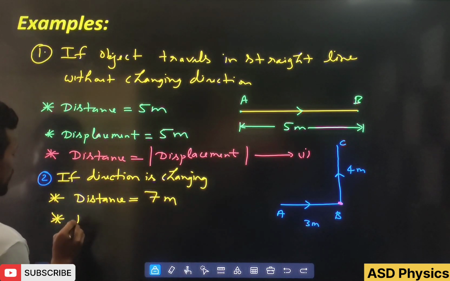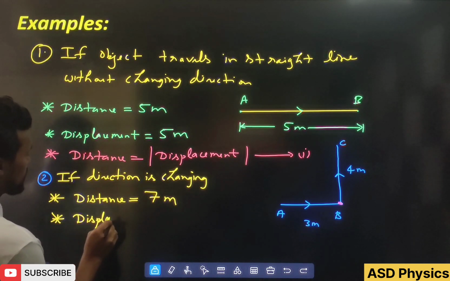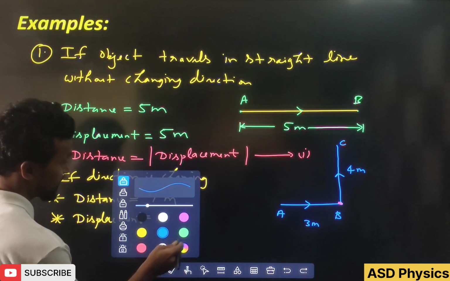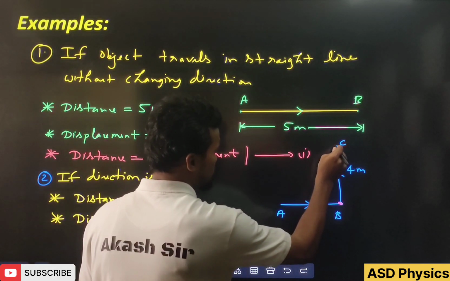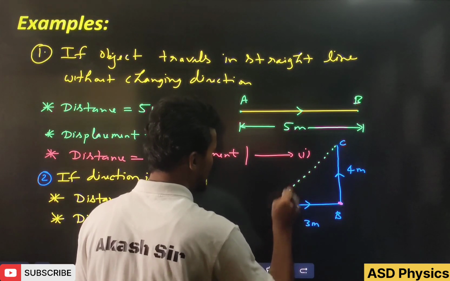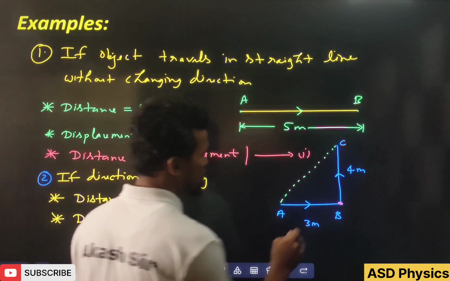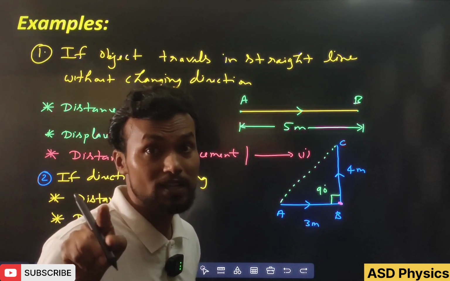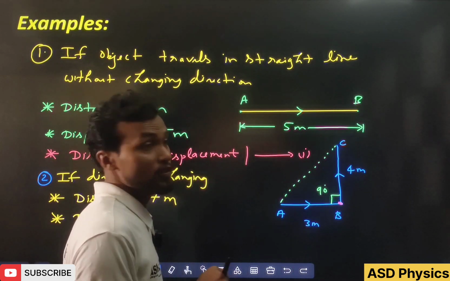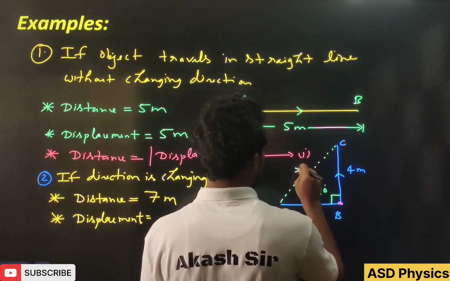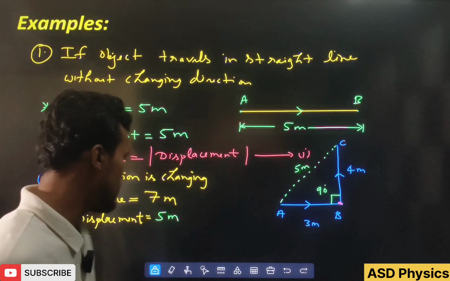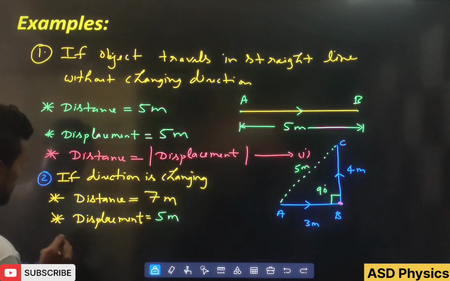And after that, if I talk about the displacement, students, the displacement is given by the shortest distance. So I can draw this dotted line here. From the Pythagoras theorem, you know very well, this is 90 degrees. So if you apply the Pythagoras theorem, square root of 3 square plus 4 square, that means base square plus perpendicular square, square root of 25. So what will come here? 5 meter. So you can see the displacement is 5 meter.